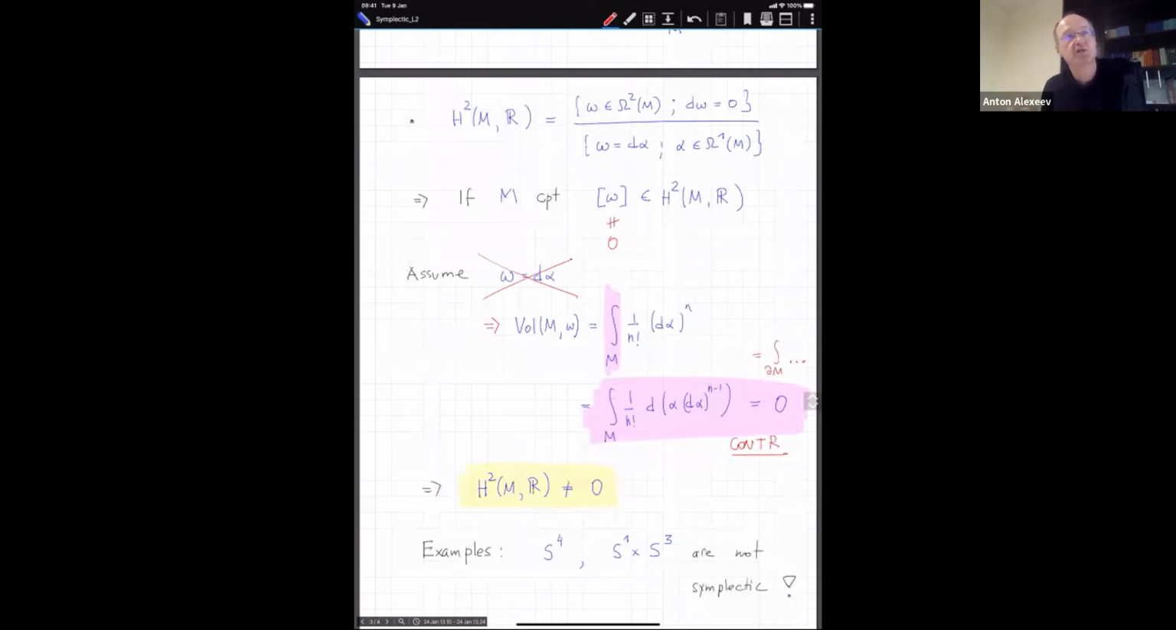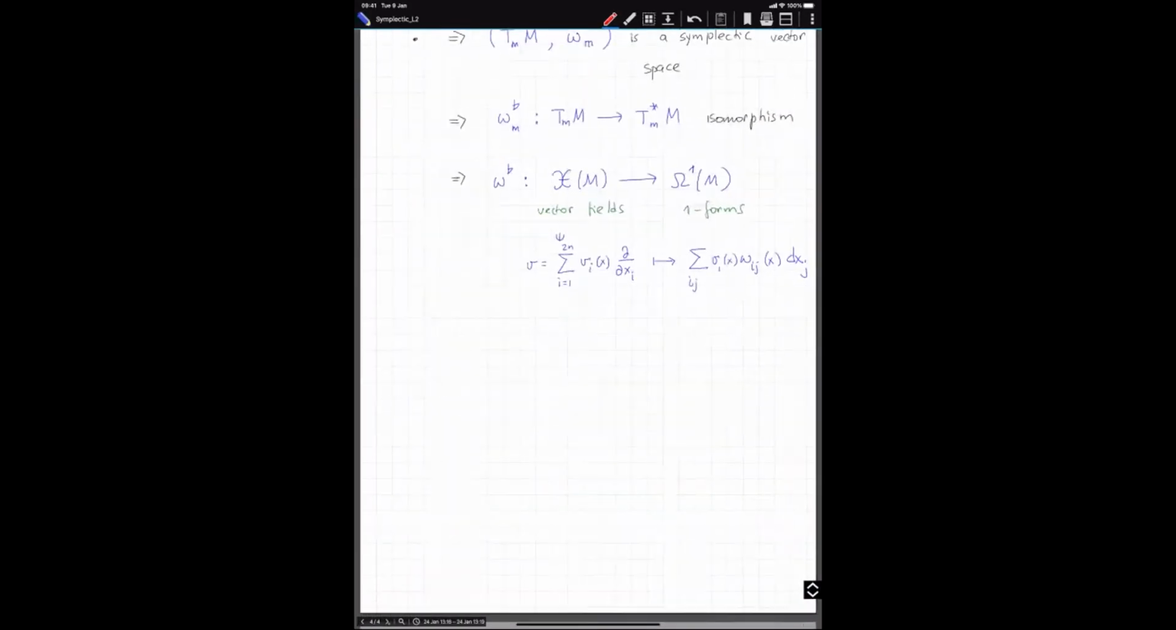But in the other direction it would also be easy to prove, because if omega has a kernel, then all its powers also have a kernel. Then if you take the nth power, it will be vanishing on some of the vectors, so it cannot be a volume form. So these are equivalent, and this is a linear algebra question. Okay. Thank you.